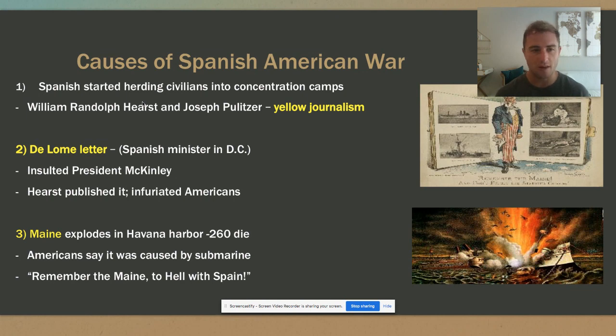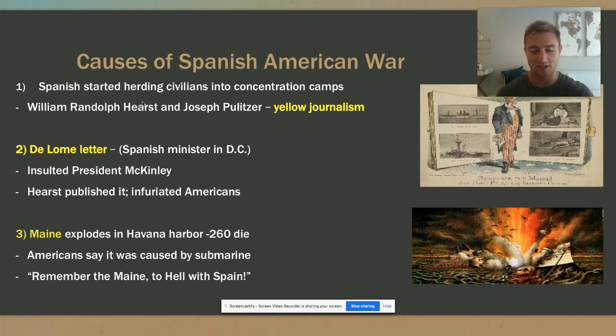The De Lôme letter is another one. The Spanish minister in D.C. is reporting back to Spain on the conditions of politics in the United States. And he is saying, I don't think McKinley will do anything about our treatment of Cubans. He says he is a weak man that is beholden to the views of his people. And this is then intercepted, illegally I might add, and makes its way over to William Randolph Hearst, who publishes this. Then this infuriates Americans because you're insulting their president.